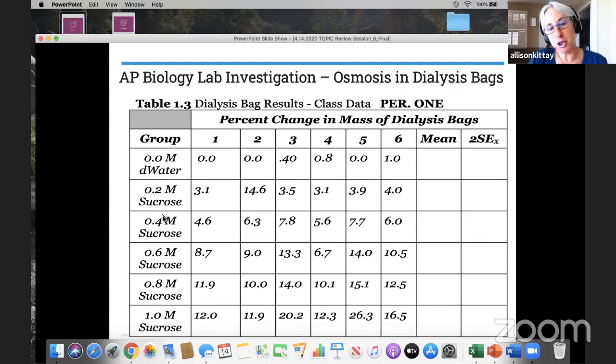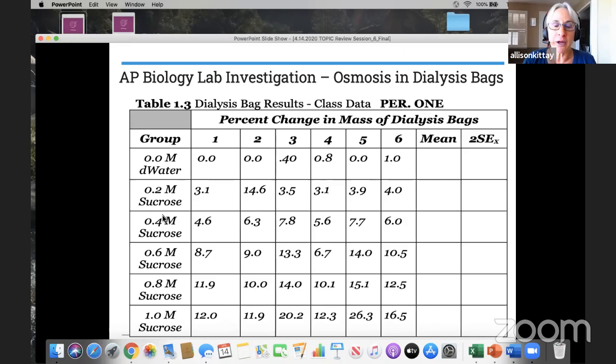Take a look at group 2. They're off to a good start with their 0 molar. And look at 0.2 molar. Yikes. So there's some type of experimental error, because they have a huge increase in percent change in mass, way over even the 1 molar sucrose solution. So that is an anomaly.